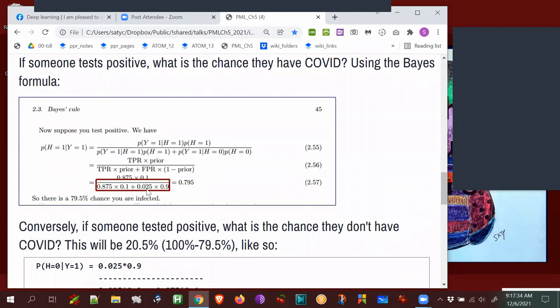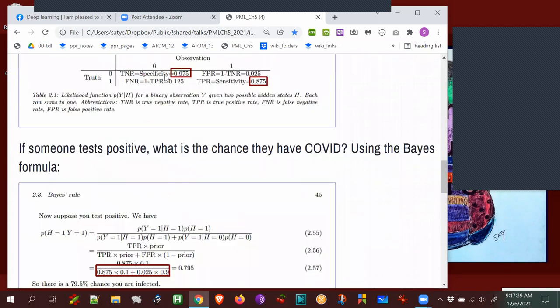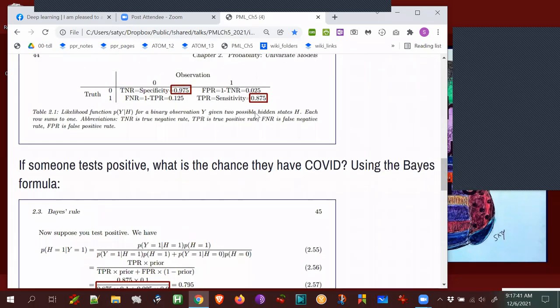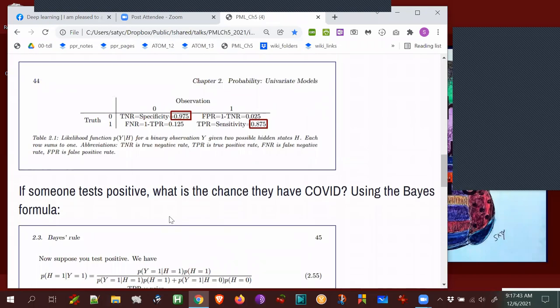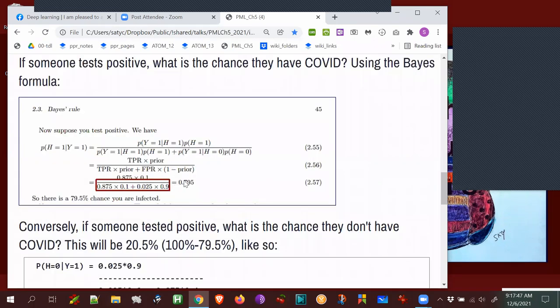so now come the alternates. Again, the 0.875 is repeated, but you also have to repeat it for the complement. Then you say 0.025 times 90% that you do not have COVID. So that works out to be 79.5. And so that means there is a 79.5% chance that if you get a positive COVID test, it means you actually have COVID.